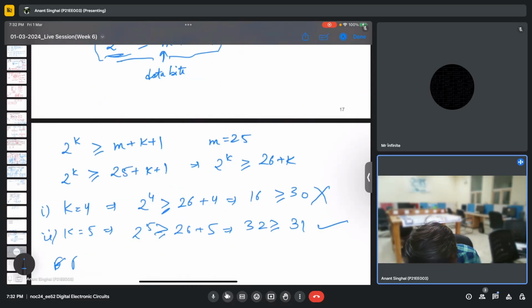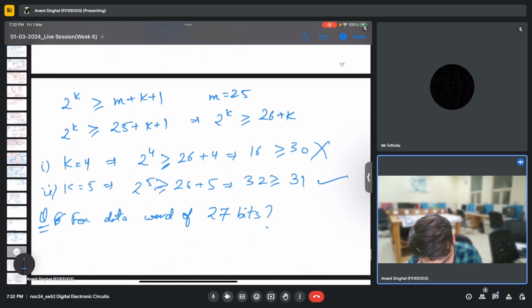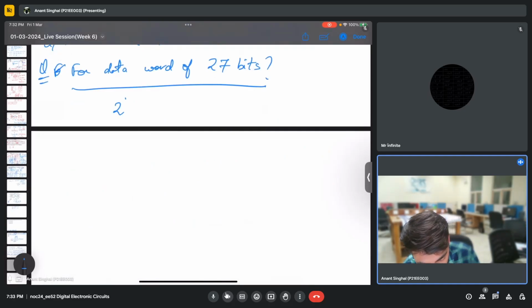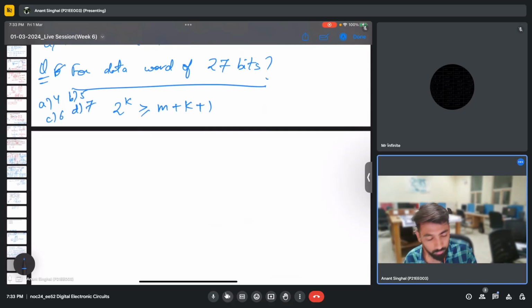How many check bits are required for a data word of 27 bits? Quickly let me know the answer in maybe 2 minutes because this is very easy. If not, then I'll solve it out. Again, the relation will be 2 raised to the power k should be greater than or equal to m plus k plus 1. Options are the same: 4, 5, 6 and 7. So quickly let me know the answer in 2 minutes, otherwise I'll solve it out. Maybe you can write 28.